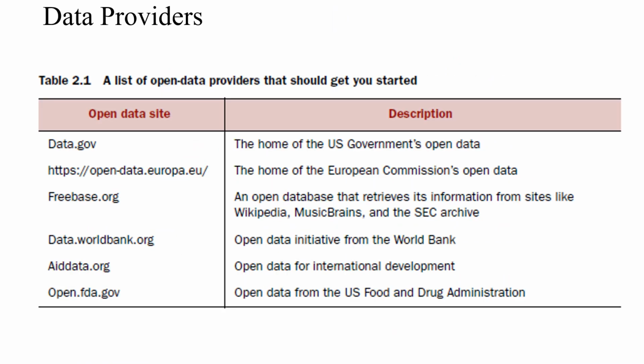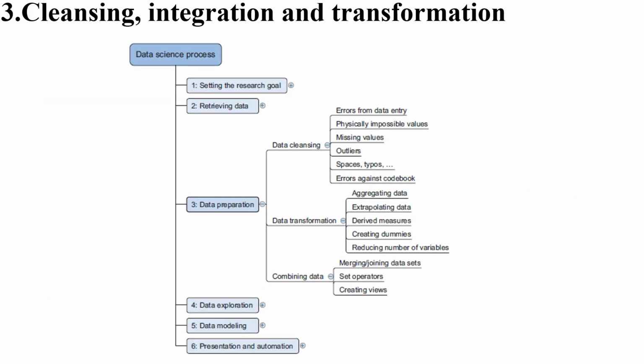And some more data providers. One is data.gov, open data Europa, Freebase, World Bank data, Aid Data, open.fda.gov. From these we can collect our data based on the research goal. So the second process is also over. The first process is setting the research goal, the second is retrieving the data, and the third involves huge processes. First we have to clean the data, transform the data, and combine the data.